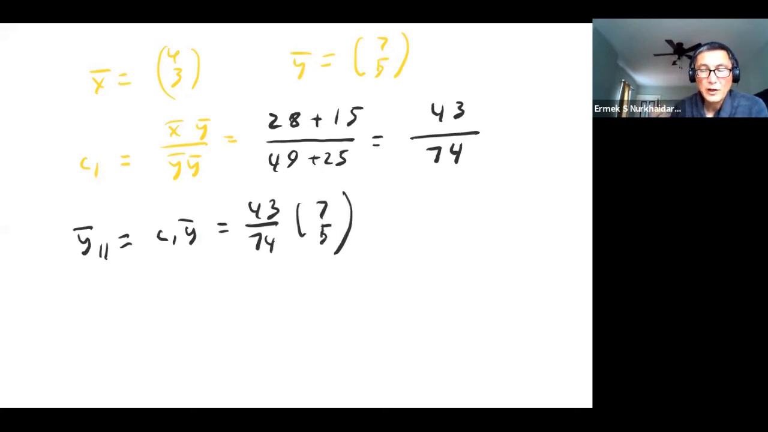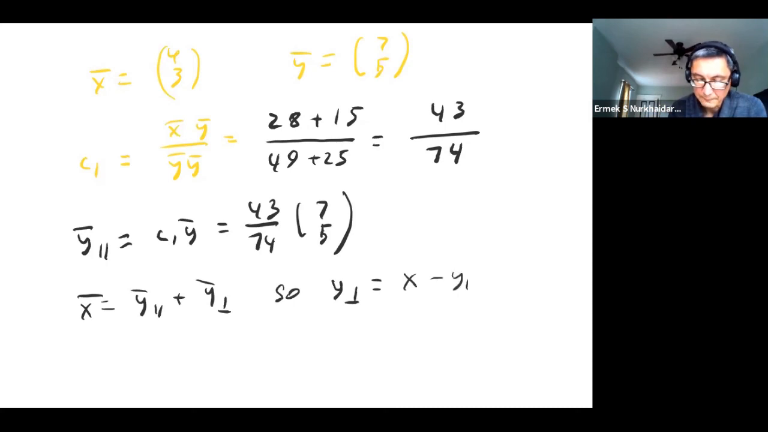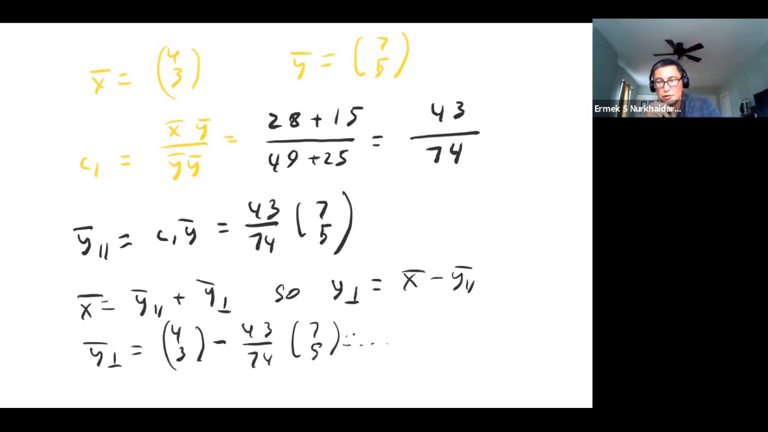And as soon as we know what y parallel is, y perpendicular is easy to find, because x equals y parallel plus y perpendicular. So y perpendicular is going to be x minus y parallel. So y perpendicular is going to be x, which is (4, 3), minus y parallel, which is 43 over 74 times (7, 5). Okay, so it should be straightforward.